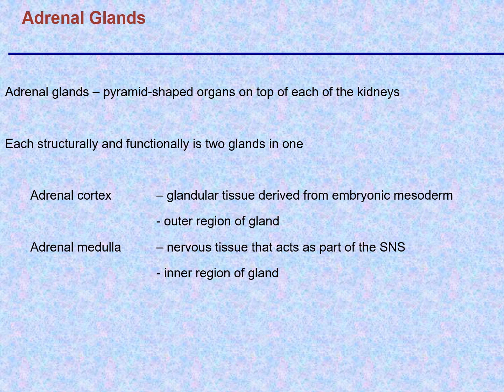And the outer part is made up of glandular type of tissue, which is secretory and secretes hormones. And the inner part is made up of nerve tissue that acts as a part of the sympathetic nervous system. And that part can secrete catecholamines, adrenaline, noradrenaline, or epinephrine, norepinephrine, into the bloodstream.